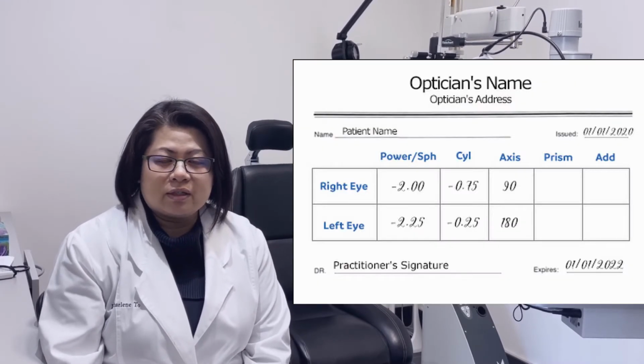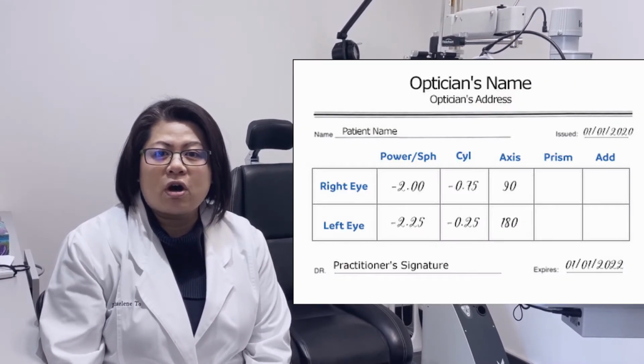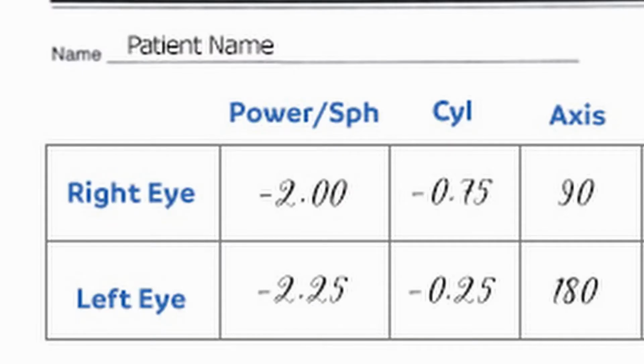If you want to find out whether you have astigmatism or not, just look at the last prescription that your optometrist gave you. If you look at the prescription, there are different columns. The first column is SPH, which stands for sphere. This is how nearsighted or farsighted you are. If the number is negative, it means you are nearsighted. If the number is positive, it means you are farsighted.